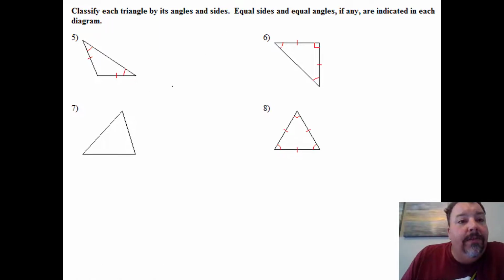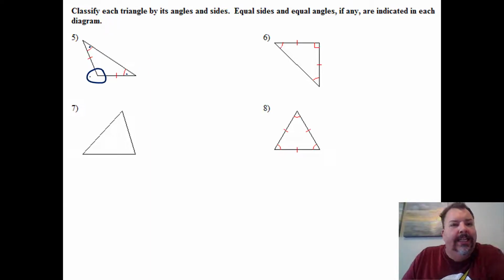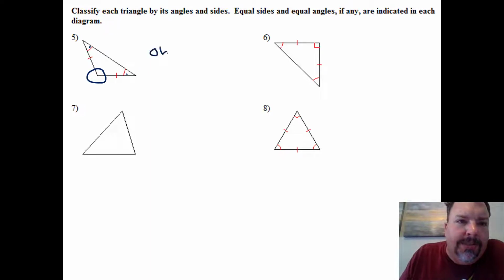Number 5, no right angle. Look for an obtuse angle. This is acute, this is acute. Oh, here's an obtuse angle. It's bigger than 90. You've got to stretch it pretty far. So there's an obtuse. And then I look at the sides. 2 sides are the same. This is another obtuse isosceles triangle.